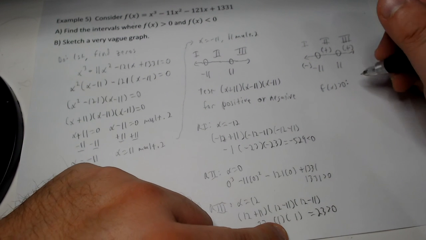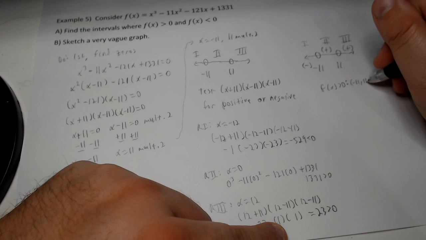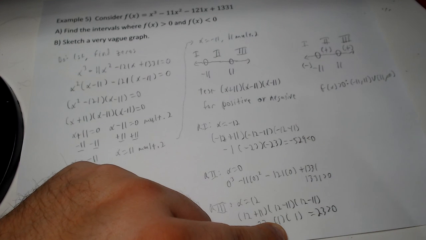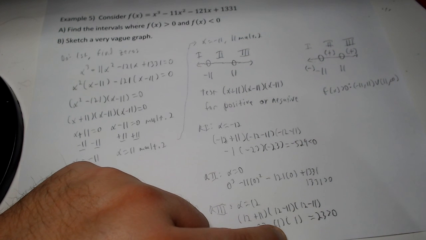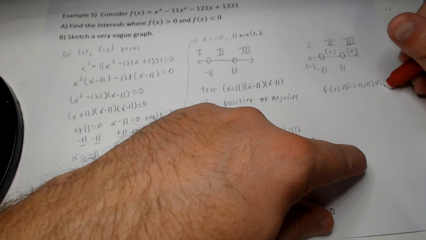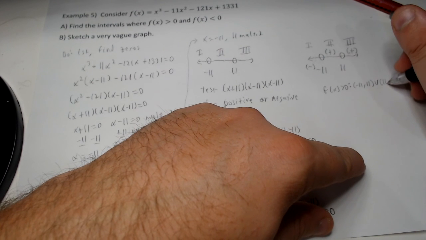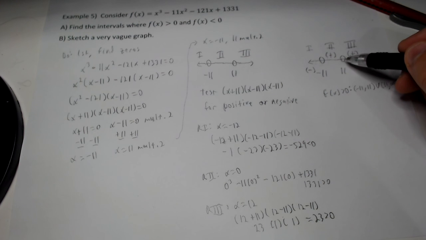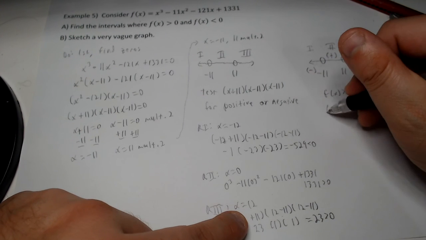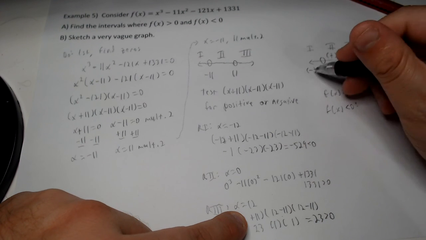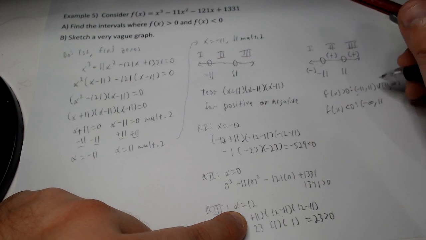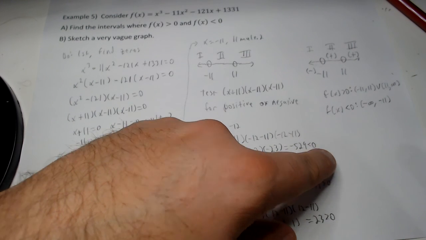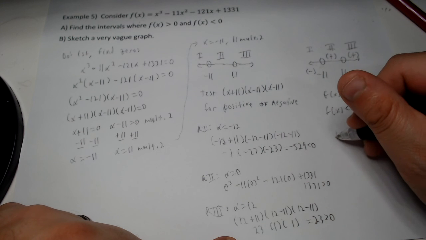So f of x is greater than 0 from negative 11 to 11, non-inclusive, union, 11 to infinity. Okay, I'm going to try to write that a little bit more legibly. So 11, comma, infinity. Okay, that open dot means that it does not include 11. So f of x is less than 0 before negative 11. So negative infinity to negative 11. Now that was A. Now let's do B.